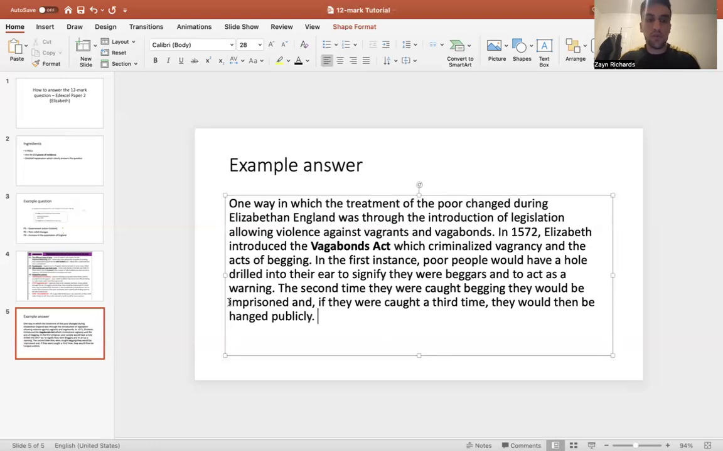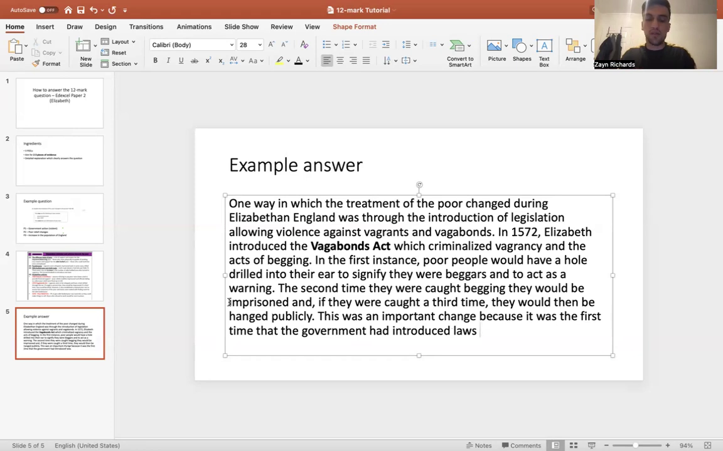Okay, what I need to now do is explain, and my explanation needs to be developed, so it needs to be a couple of sentences. So I'll say this was an important change because it was the first time that the government had introduced laws which punished poor people and made the act of begging illegal. Now, a lot of you are just going to pause and say, okay, that's me, I'll move on to the next paragraph. If you want the top marks, you need to go beyond that, okay?